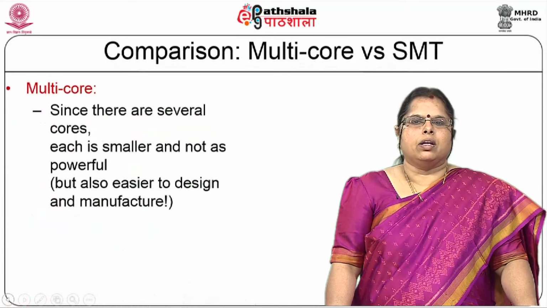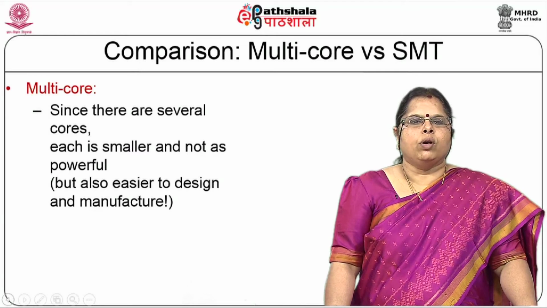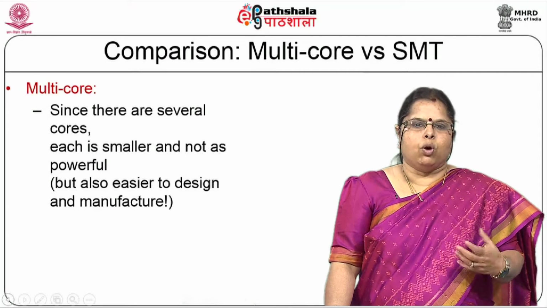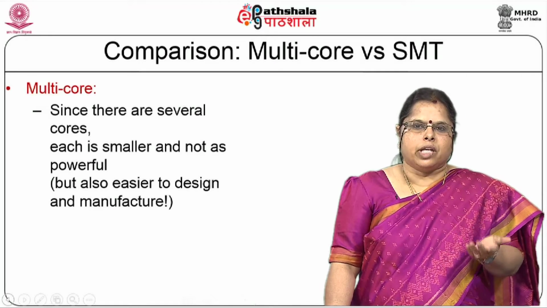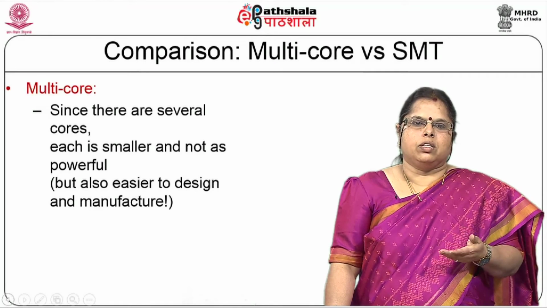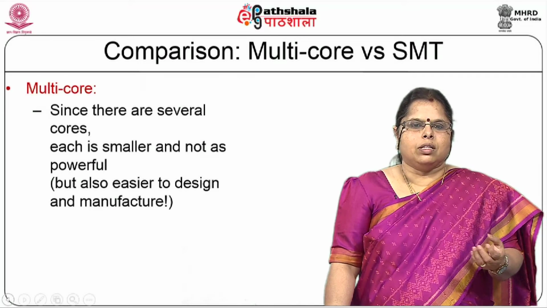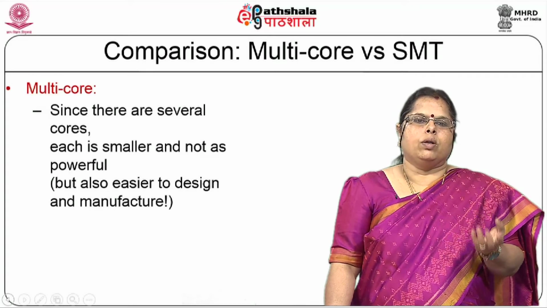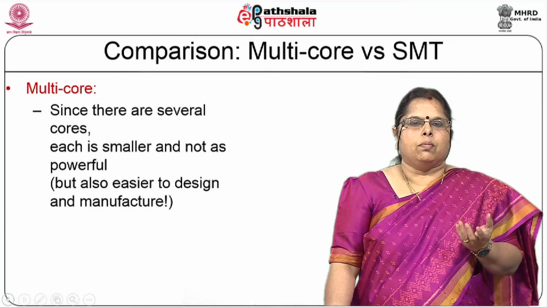So, if you compare a multi-core processor and a simultaneous multi-threaded processor, in multi-core there are several cores, each of which may be smaller and not as powerful as the original superscalar processors supporting simultaneous multi-threading which we have discussed earlier. But they may be easier to design and manufacture, because you can take off the shelf processors, a thoroughly tested design, and make multiple copies of it. You can put multiple cores on the same chip. So, that becomes a multi-core.